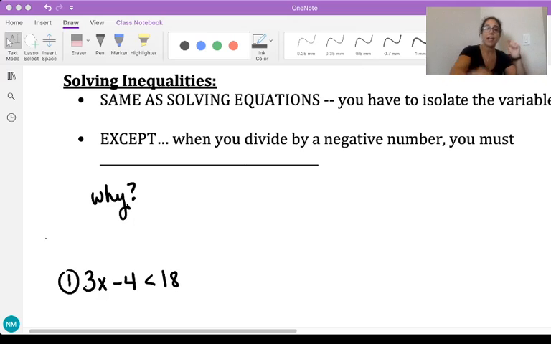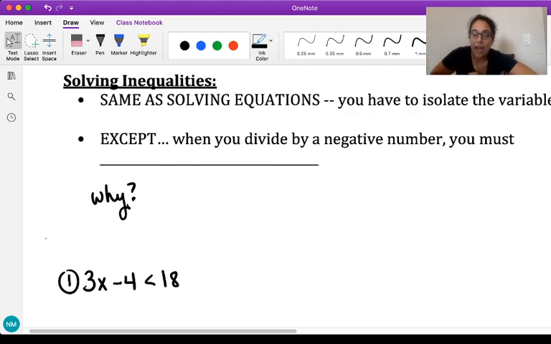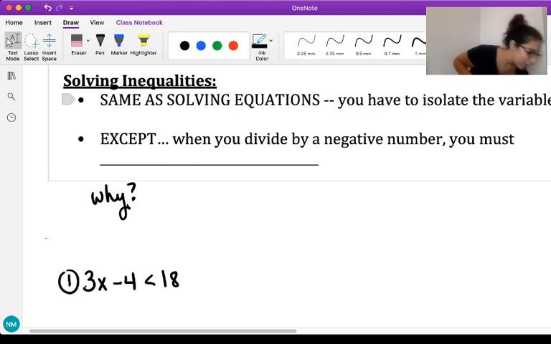When you are solving inequalities, it is the same thing as solving equations. You have to isolate the variable, okay? I asked one of my students that I tutor, a little sixth grader, what it means to isolate. He said, to quarantine. So you need to quarantine your variable. Welcome to 2020 math. We are quarantining our variables.